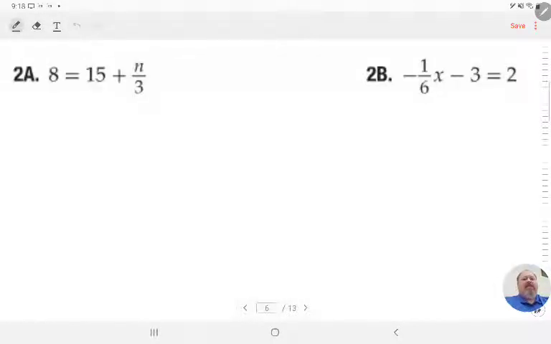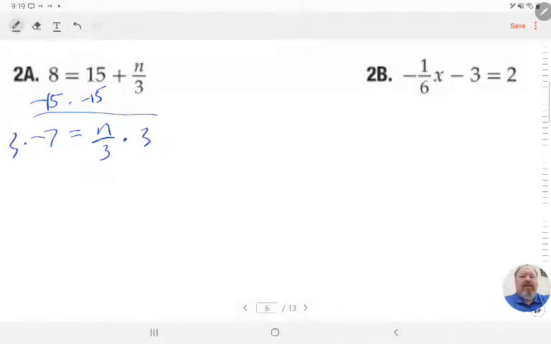All right. So I'll do the first one with you, and then stop and try to do the second one on your own. So we would have to subtract 15 from both sides, because 15 is positive. Then that would give me negative 7 equals n over 3. And then I would have to multiply both sides by 3. And that gives me negative 21 equals n.